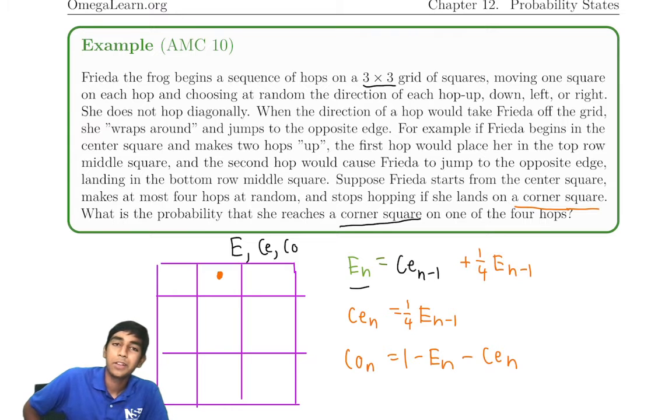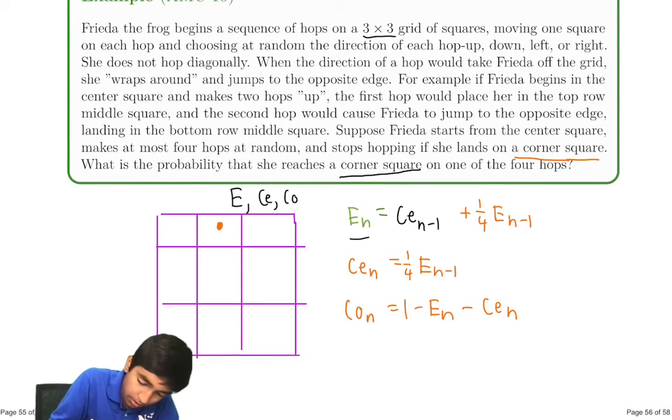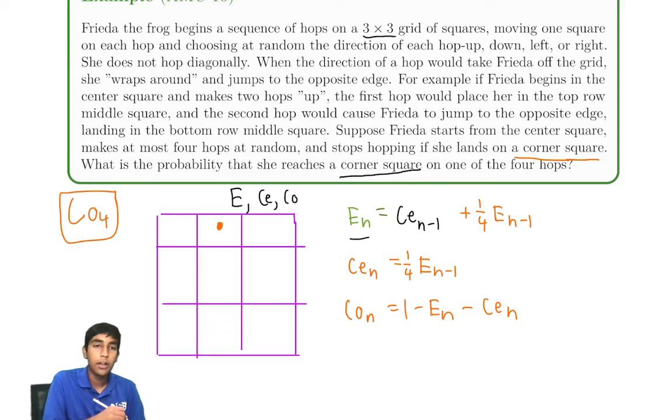Well, we're asked to find the probability after 4 hops. So we want n = 4. What is CE of 4? Or CO of 4 is what we really want. So let's just write that here and box it. We want CO of 4, the probability of being at a corner after 4 moves.